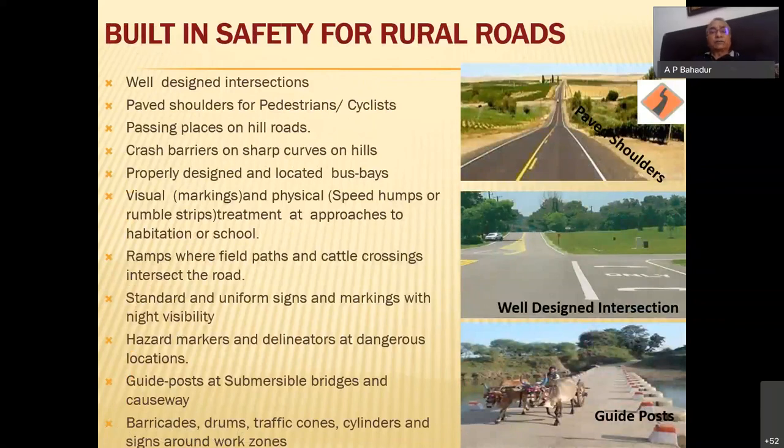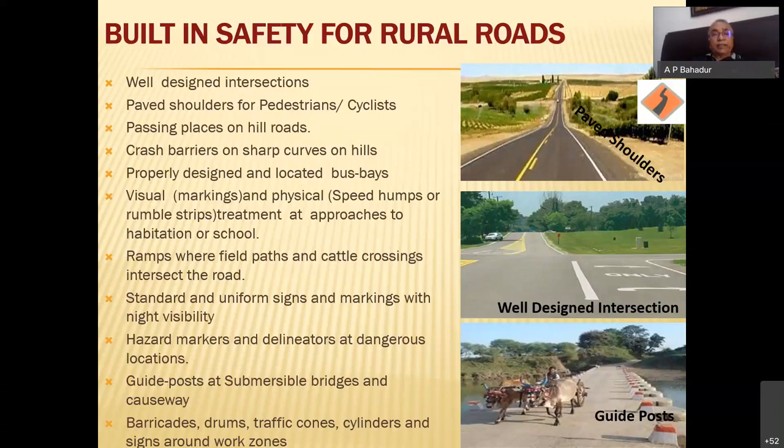Now for rural roads, first and foremost, besides other things, are well-designed intersections. Rural roads have a considerable traffic of pedestrians and cyclists. So of course, a paved shoulder may not always be possible, but there should still be well-maintained and well-stabilized shoulders so that they are convenient for pedestrians to walk. Otherwise, they will be using the same road space, which could be highly dangerous, especially at night time. Then passing places, if the road is passing through hills, crash barriers and sharp curves on hills, and proper design and location of bus bays, if buses are to move on the rural roads.